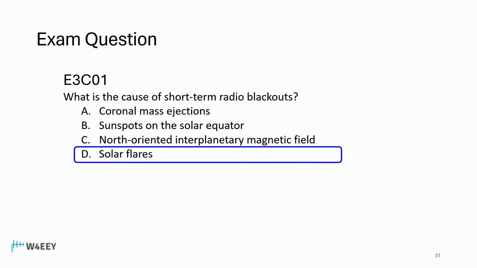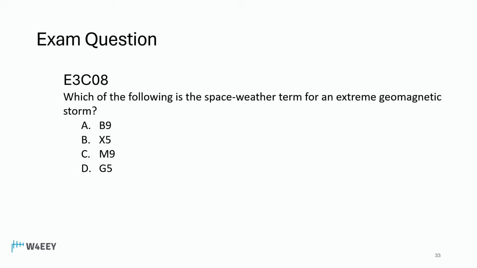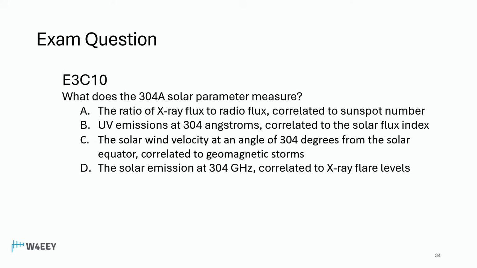Delta. Delta, solar flares. Which of the following indicates the greatest solar flare intensity? Delta. Yep, there is no class Z. Which of the following is the space weather term for an extreme geomagnetic storm? Delta. Yep, correct. Geomagnetic and G go together, the clue.